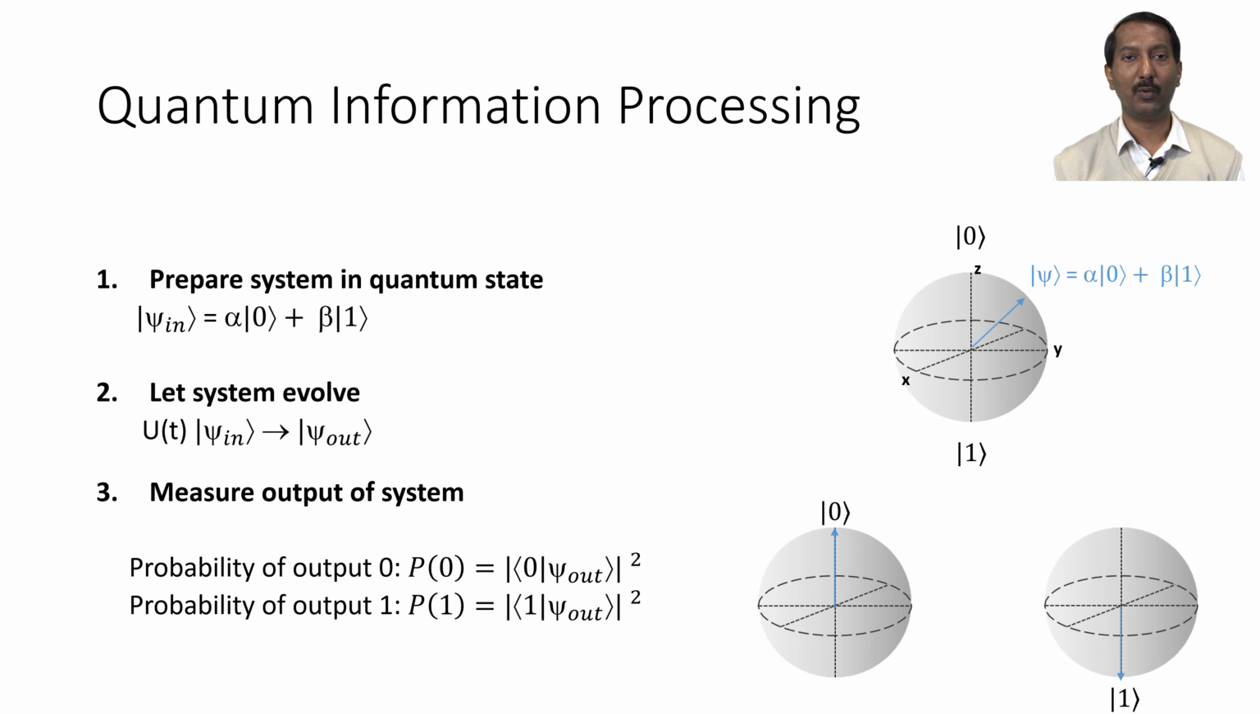Let us see how quantum information is processed. First, we prepare a system in a quantum state as denoted by psi in. We let the system evolve through a certain quantum phenomena to obtain a state psi out. When we measure the outcome of a system, the result will be either 0 or 1 when the wave function collapses. Until this measurement, the system retains its quantum nature.